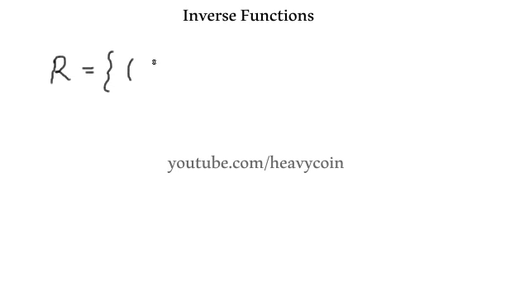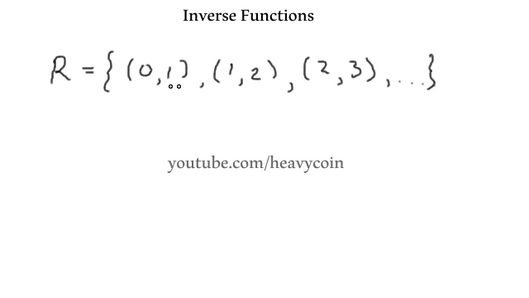Alright, so here's an example. For example, I'm going to give a set of ordered pairs here: 0, 1, 1, 2, 2, 3, and the list goes on. So maybe you can kind of see the pattern here. I think it's pretty easy to see. So this is known as a relation. It's just a set of ordered pairs.